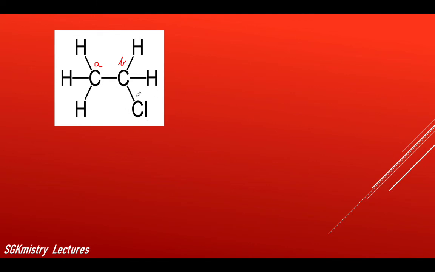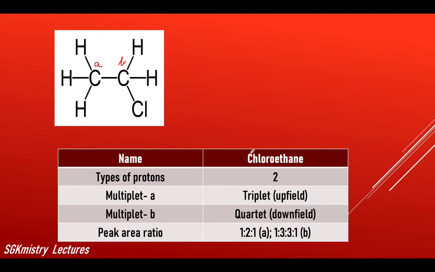B has a chlorine atom which is adjacent to it, so this will be downfield, whereas A will be in the upfield region. So the types of protons are 2. A has 2 neighboring protons, so it will give a triplet. B has 3 neighboring protons, so it will give a quartet. And B has a chlorine attached to it, so it is downfield, whereas A does not have any electronegative atom near it, so this will give the signal in the upfield region.